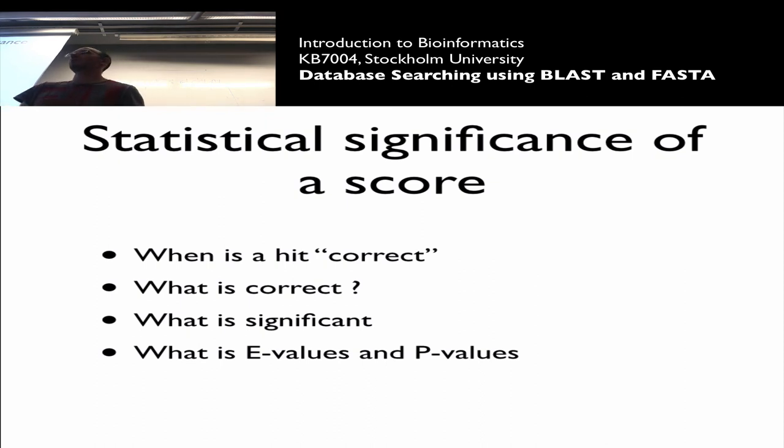Discuss some statistics. So basically the idea is, when is a hit correct? Or what is it? When do you know if you find a homologous sequence, basically? That's what we're looking for. We're looking for things that are related by homology, basically. And we talked about e-values and p-values, we mentioned it briefly in the first half, and then we talked about significance, which is related to this. But for some, we want to define what is correct.